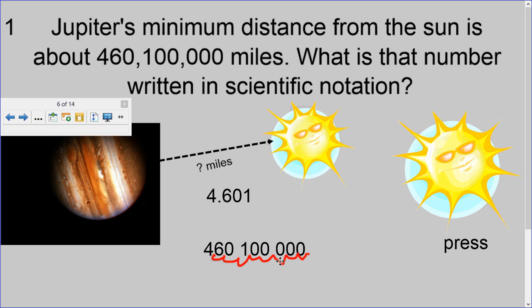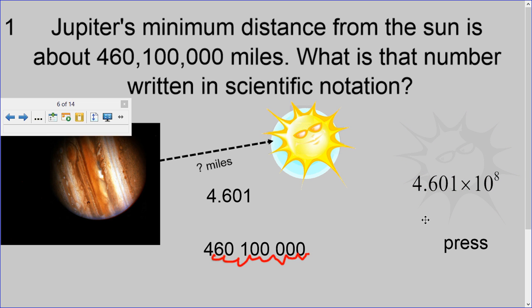So our first part would be 4.601 times the base of 10, and we counted over 8 spaces. So our answer is going to be 4.601 times 10 to the 8.